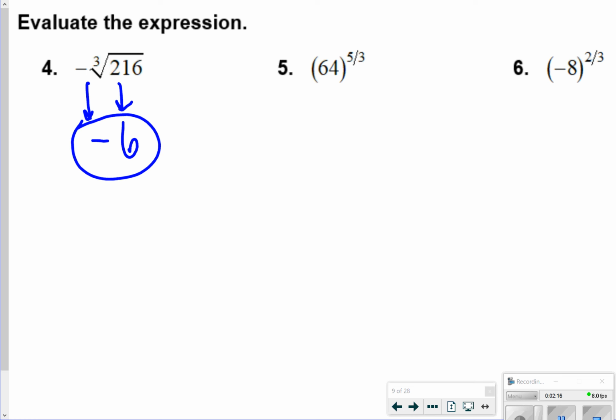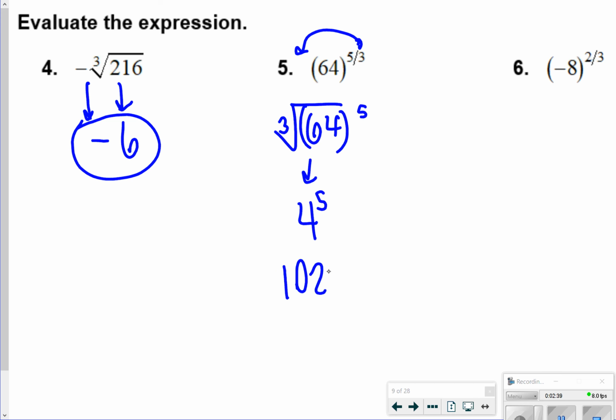For number 5, this is written in exponential notation. It might help to write it in radical notation, so that's what I'm going to do. I'm going to bring this 3 around to the front, so put it in front of the radical, and then 64, and then to the 5th power. I know that the cube root of 64 is 4, and then I'm basically just going to be doing 4 to the 5th power, which is going to give me 1024.